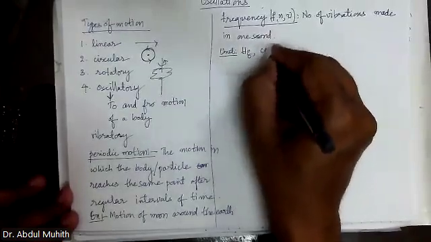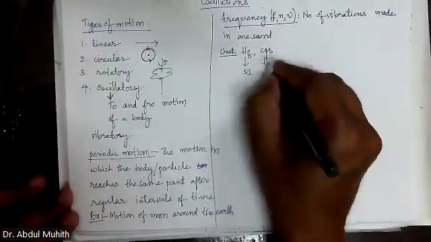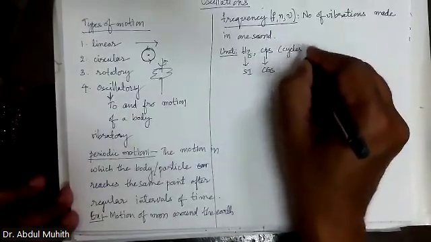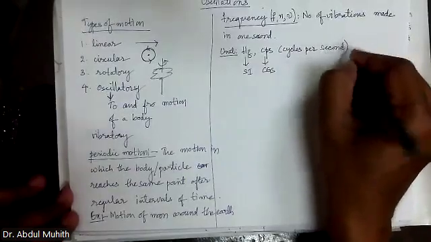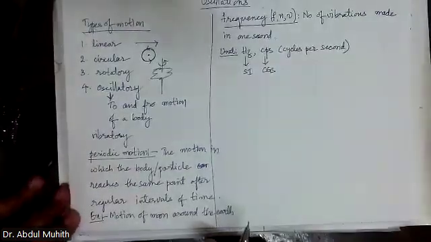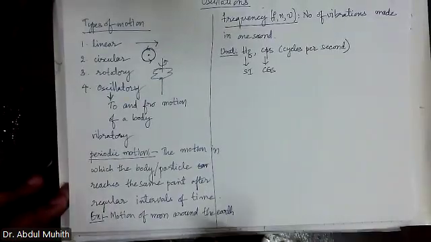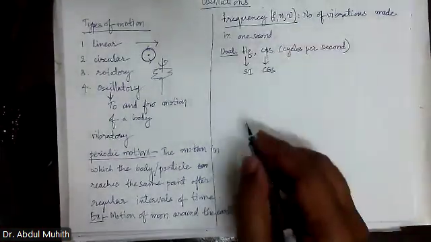The unit of frequency is Hertz, or CPS. Hertz is the SI unit and CPS is the CGS unit. CPS means cycles per second. Is that clear? Cycles per second. That's frequency.